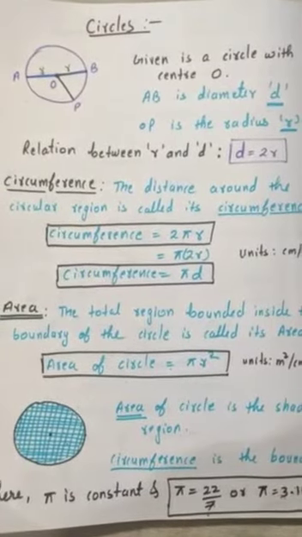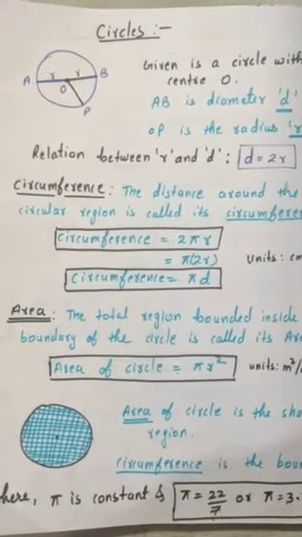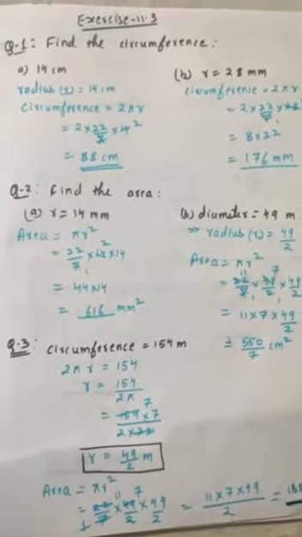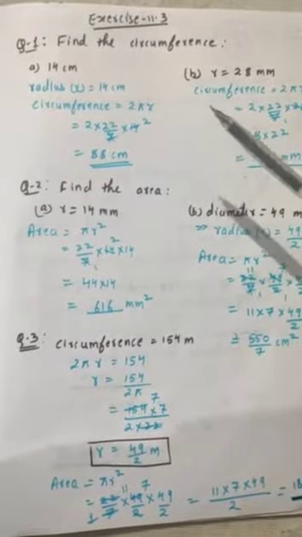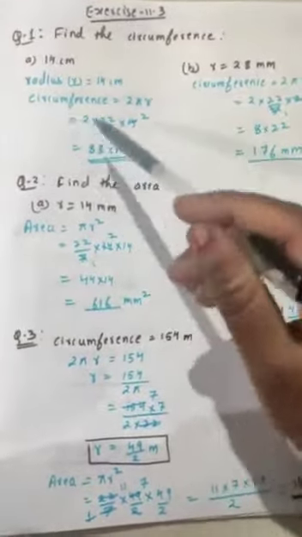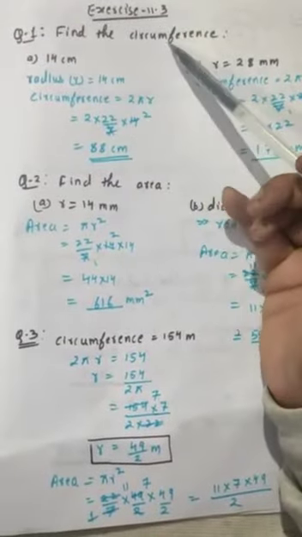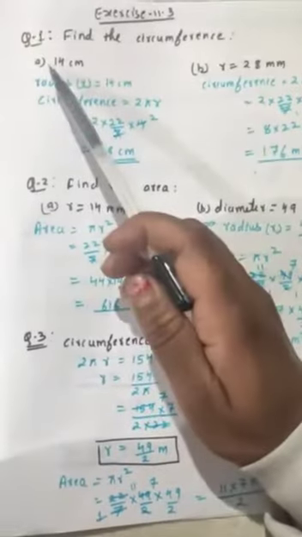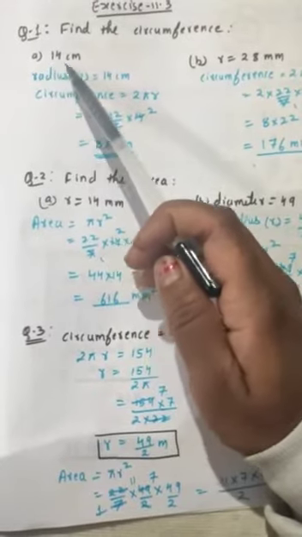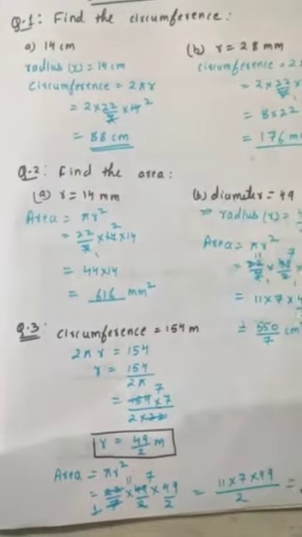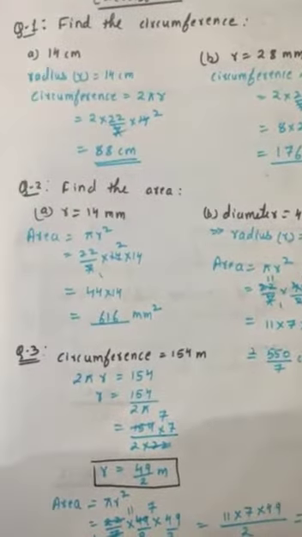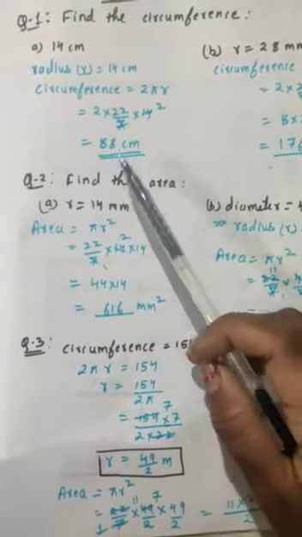Based on these formulae, we are going to solve exercise 11.3. You can see in exercise 11.3, the questions are very simple. The first one is to find the circumference when the radius is given. The radius is 14 centimeter. You have to find the circumference. And what is the formula for circumference? It is 2 pi r.